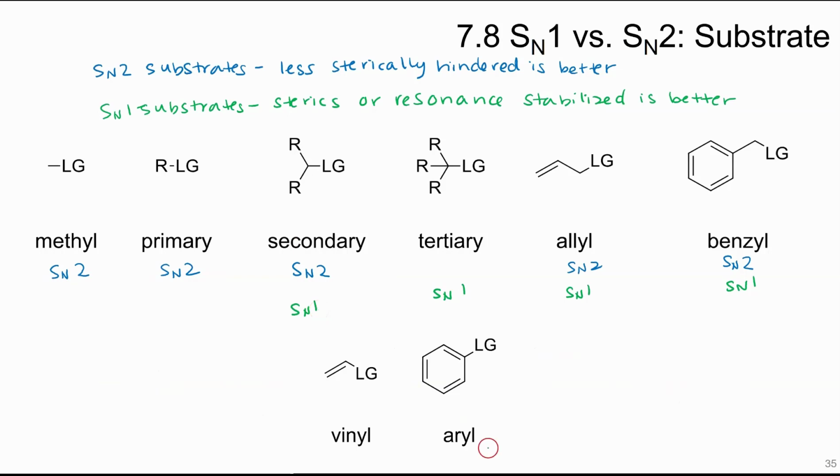A vinyl and an aryl, where the leaving group is directly on the double bond, will not go SN1 or SN2. Those are both sterically hindered and cannot be resonance stabilized.